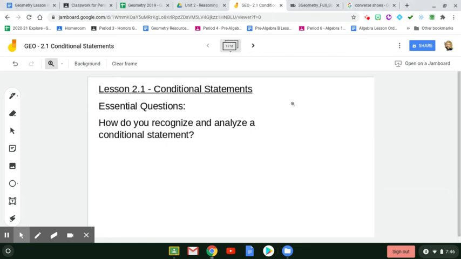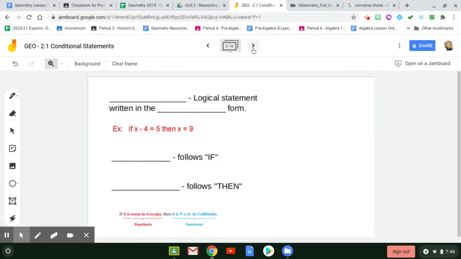Today what you're going to be learning is what a conditional statement is as we begin our second unit in geometry. So by the end of today's lesson, you're going to be able to recognize and analyze conditional statements. The first blank that we're going to be filling in right here, you can fill in on your own piece of paper, or if you want to, I can give you a note taker for you guys to fill out as well.